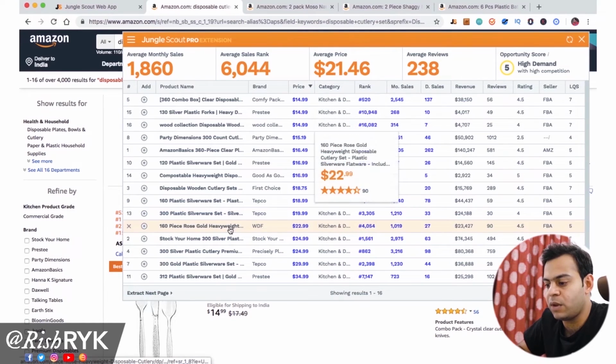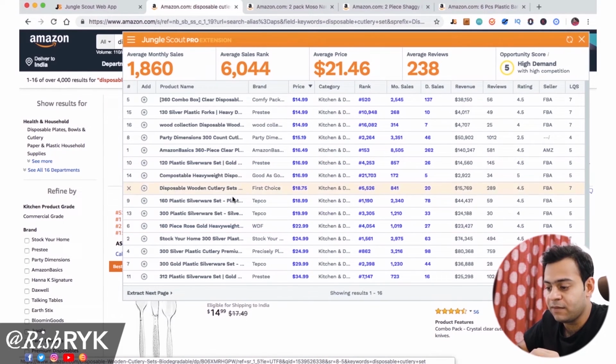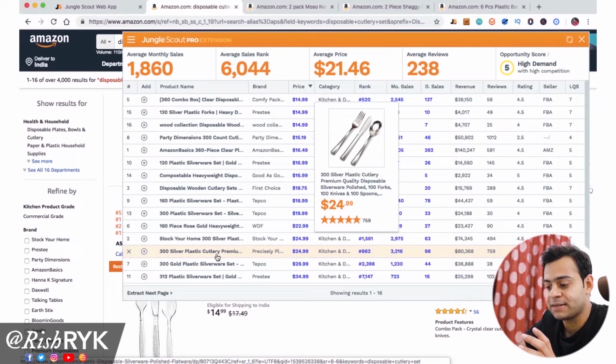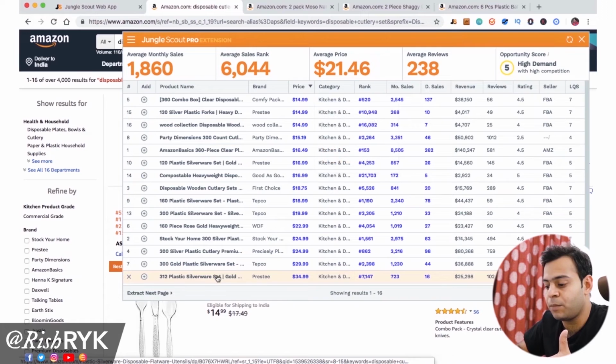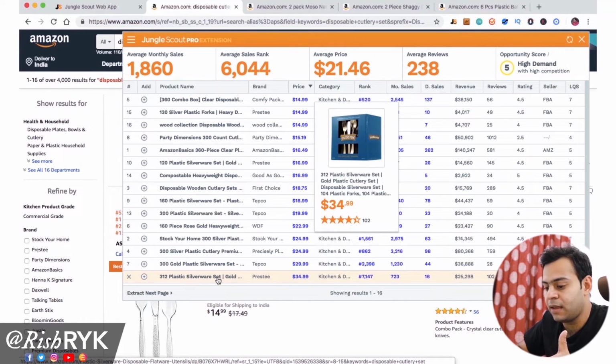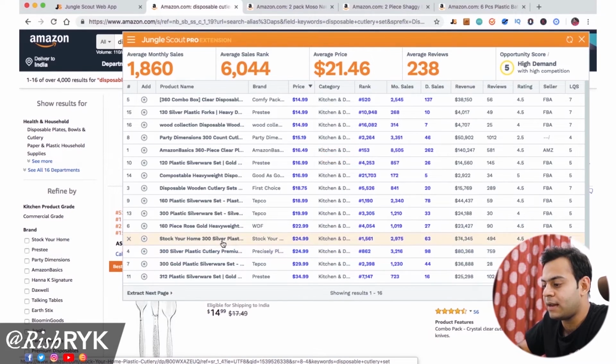I think this was the one we were looking at. This is rose gold heavyweight disposable. This is probably a lot higher in quality as compared to most of the other ones above it, and I believe it's the same case with the other products which are priced well above $20. They're priced that way because they're a lot more premium, and I'm pretty sure they even sell well because they have got a decent amount of reviews. As you can see, 494 reviews, 759 reviews, right?